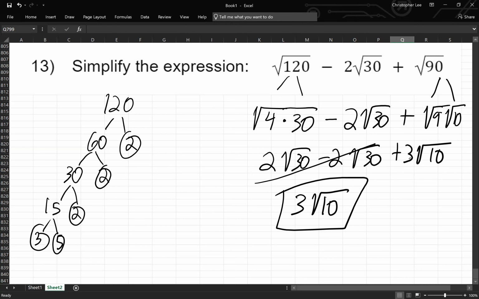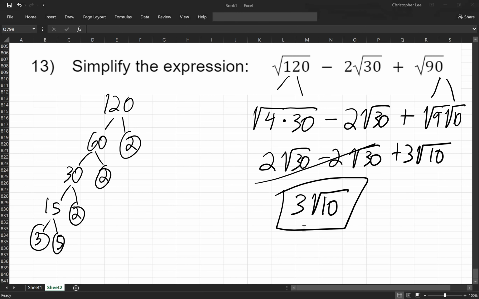So the calculator needs to come pretty easy, right? Just square root everything, then solve. That's it. Easy peasy. This is mad simple.